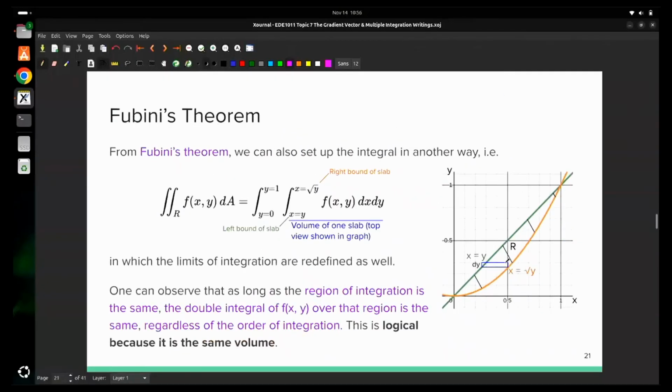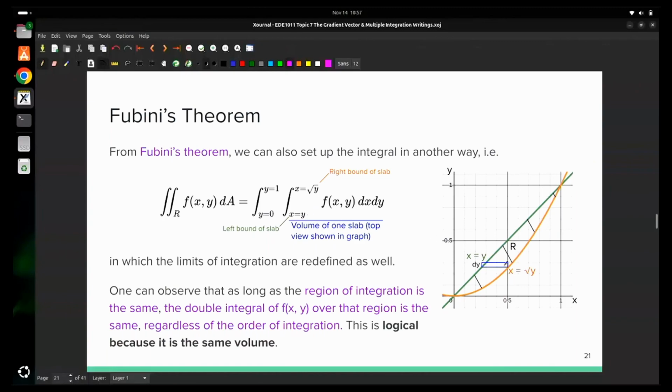However, now when you sum up horizontal slabs, look at the limit. The limit is not just a simple swap. You must understand that at this point, y equals x means x equals y. So the lower limit of x must be x equals y.